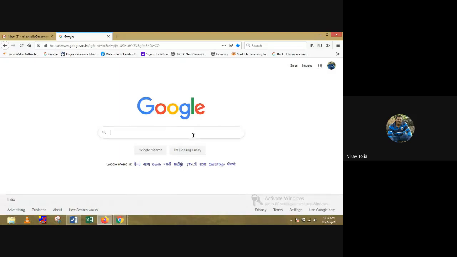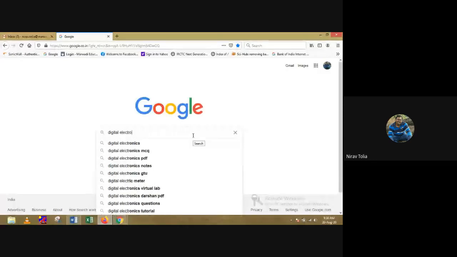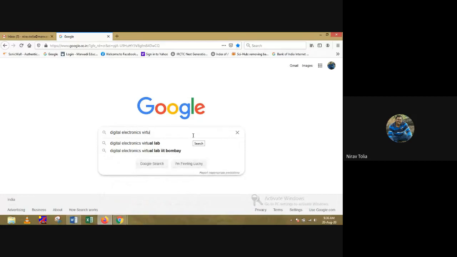Just write virtual, digital electronics, virtual lab IIT Bombay. You can enter there.